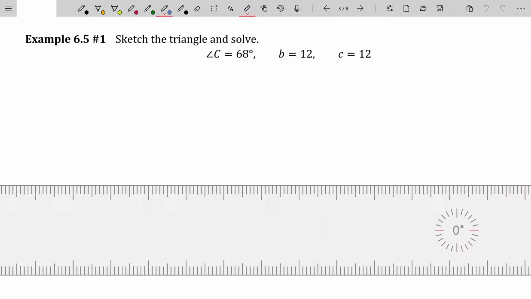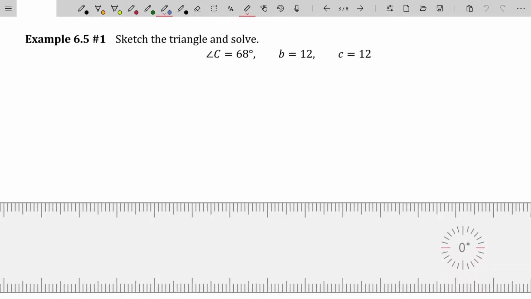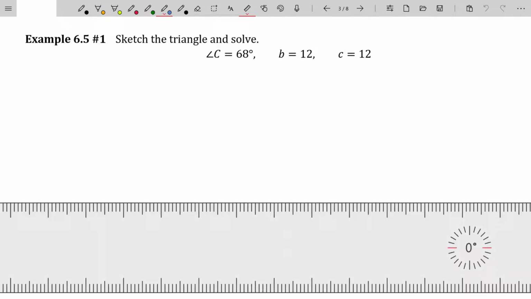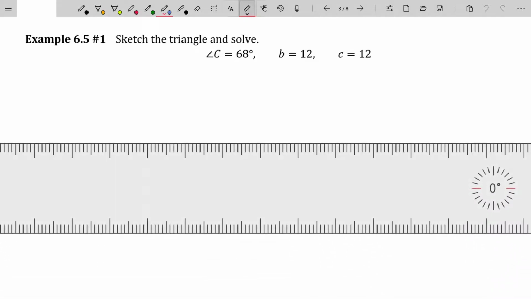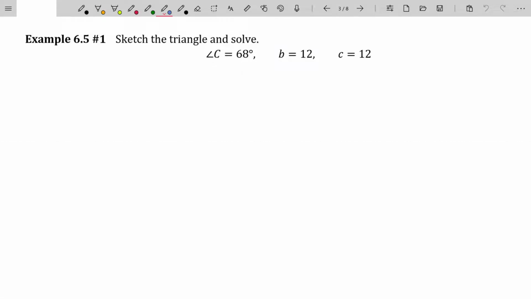So in this case, we have a triangle where an angle's been given. Angle C is 68 degrees. Well, here's the deal. I normally don't sketch it first. I normally draw the table first. So maybe I should do that first. I'll just go ahead and list out the table.